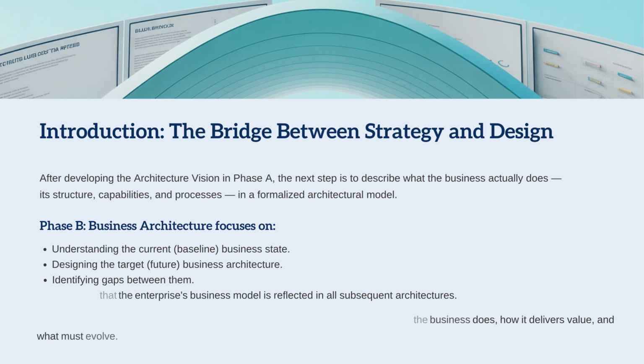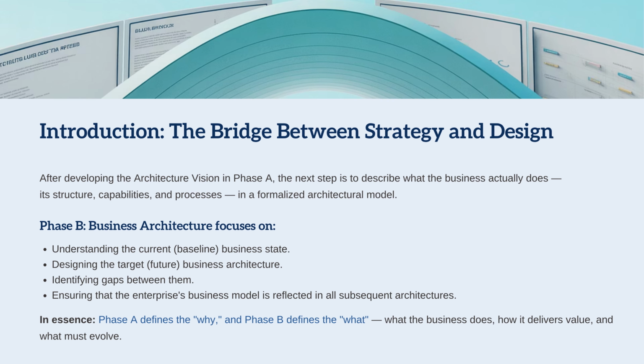From vision to business structure. After Phase A defines the vision, Phase B defines the structure. It answers what the business does and how it creates value. This is where we document the enterprise's current state, envision its future business model, and identify the gaps to close. In short, Phase A defines the why and Phase B defines the what.